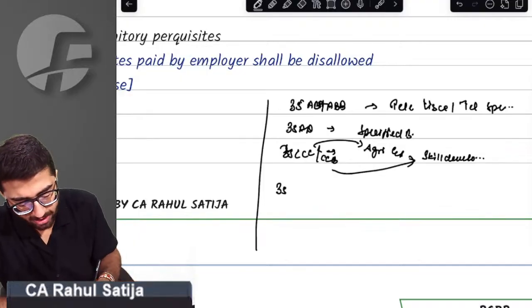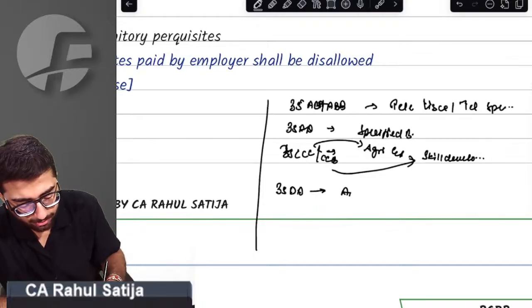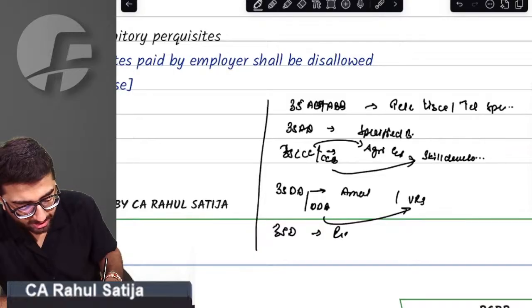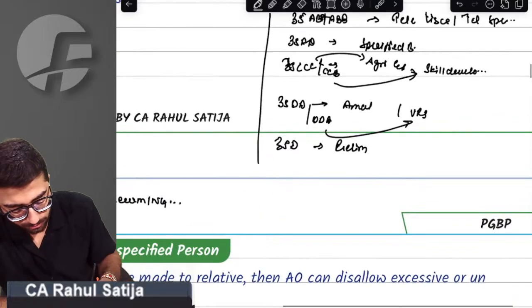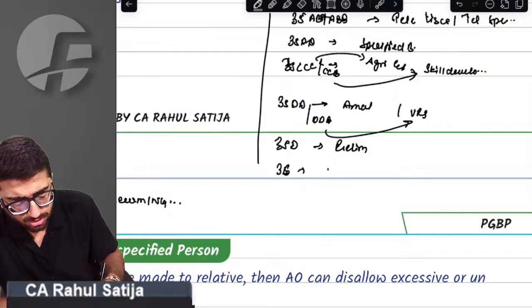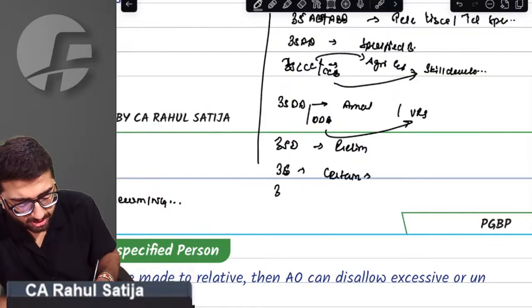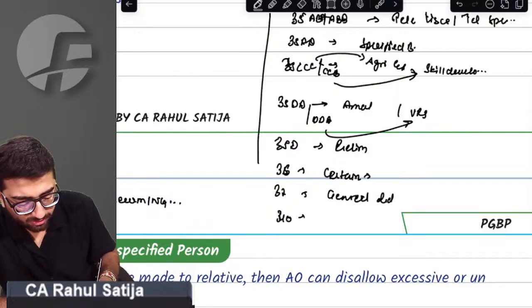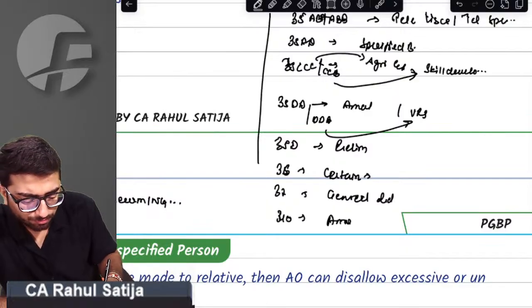Then we have 35DD, expenditure on amalgamation and demerger. We had 35DDA, expenditure on VRS. Section 35D was about preliminary expenditure. Then we had 36, which talked about certain deductions. We had 37, which talked about general deductions. And then we came on to 40, which talked about amounts not deductible.